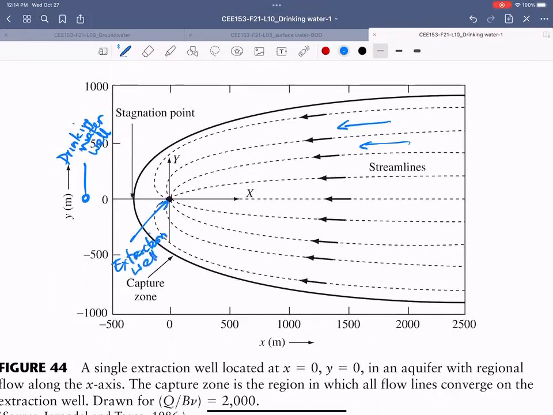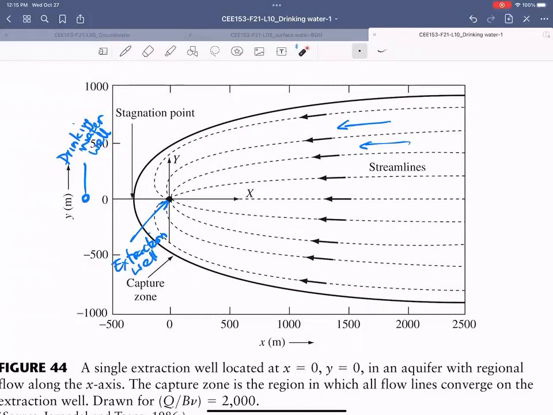So this one is the extraction well. Your goal is to put the extraction well on the upstream side, and pump so fast that all the contaminated water will be drawn into that well. So as you see over here, that's why it's called the capture zone. That means if you pump at a certain rate, what you see in this window is basically the capture zone. That means any streamline or groundwater coming through that window will all be captured within that extraction well.